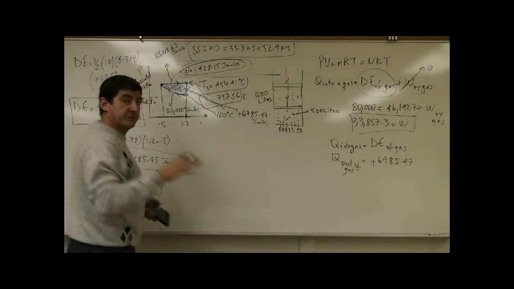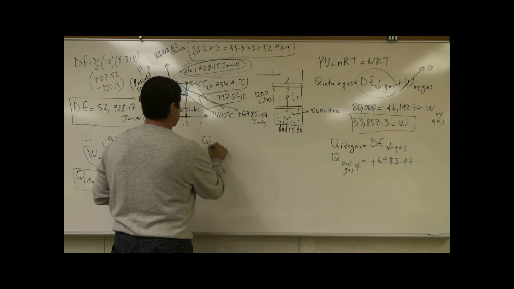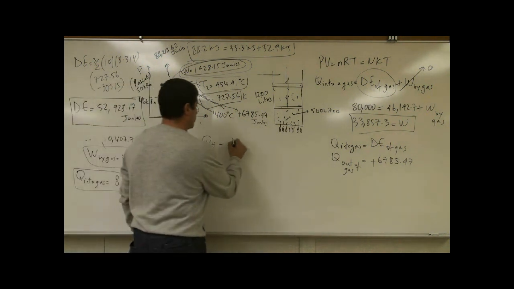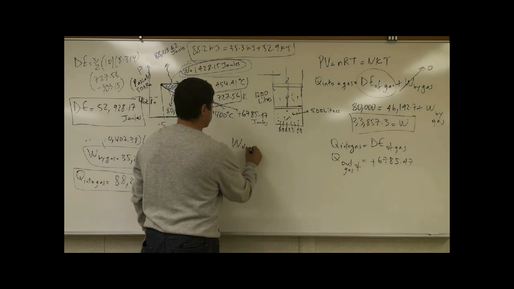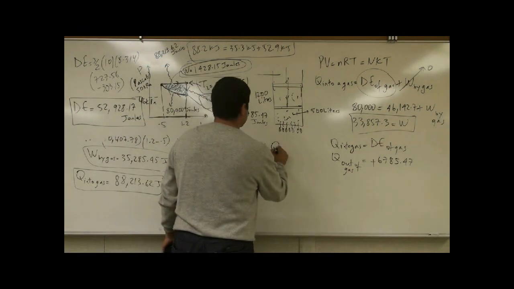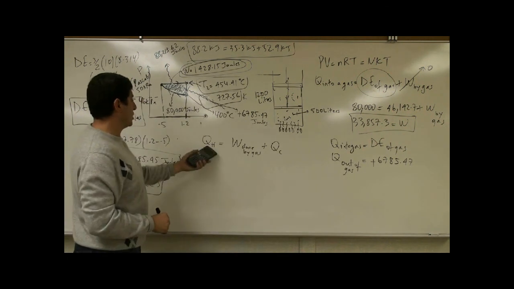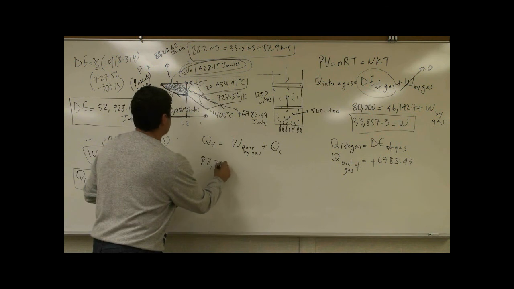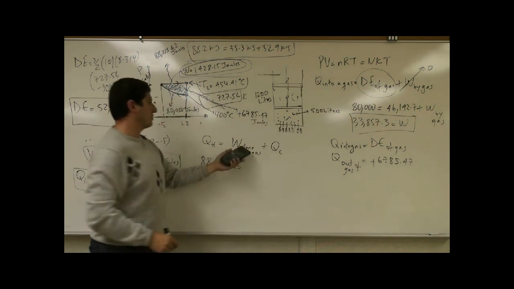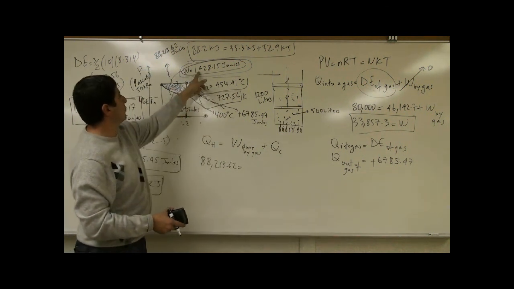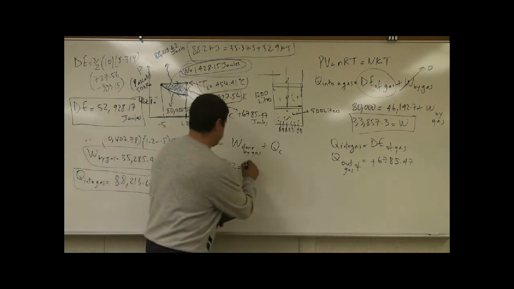So, we know from the conservation of energy that the heat you extract from the hot reservoir must be equal to the work done by the gas, or in this case the work done by the engine, plus the heat that it dumps into the cold reservoir. So how much heat is coming in? 88,213.62. How much work is the gas doing? Well, we have written that here, 1,428.15.